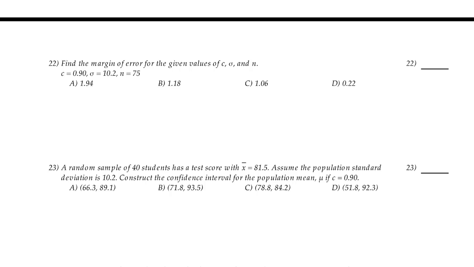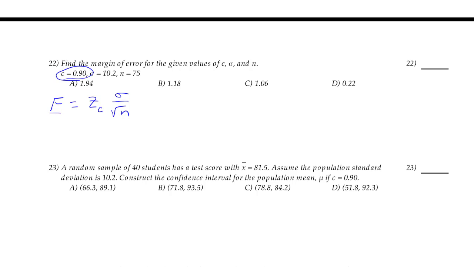All right, margin of error now. Okay, so remember our margin of error is calculated as E equals Zc times sigma over the square root of n, where everything is given here.